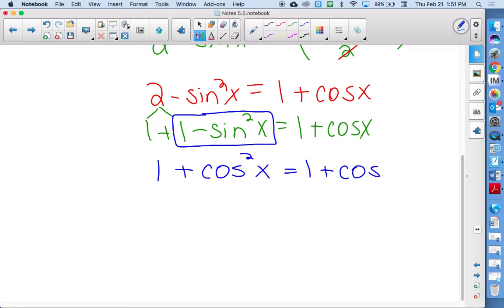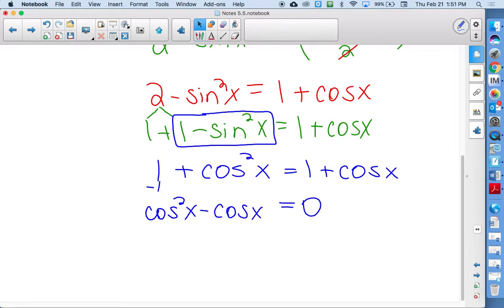Michael, what would your goal be then after you did that? Then you want to set it to 0. Perfect. So set it to 0. Subtract the 1 on the other side. Well, they cancel because you're taking it positive 1 minus 1. And then we have cosine squared minus cosine. Eris, if you have cosine squared minus cosine, what would you do?